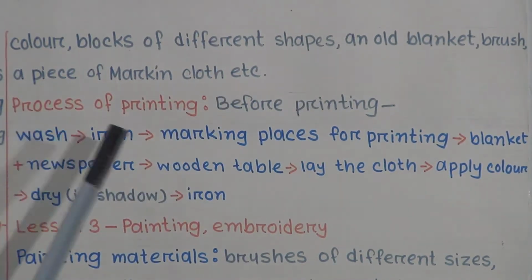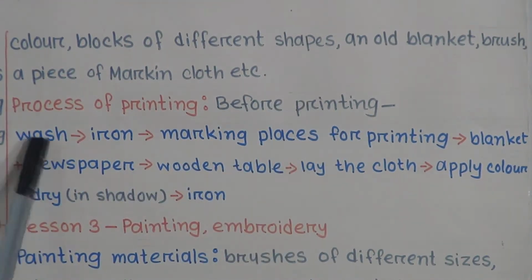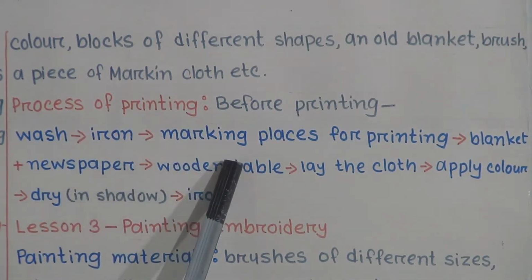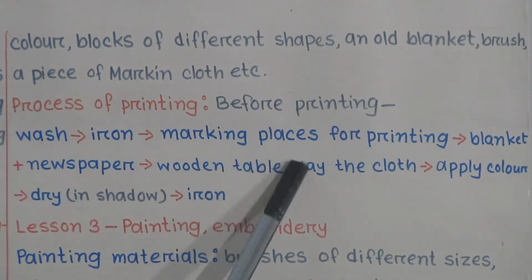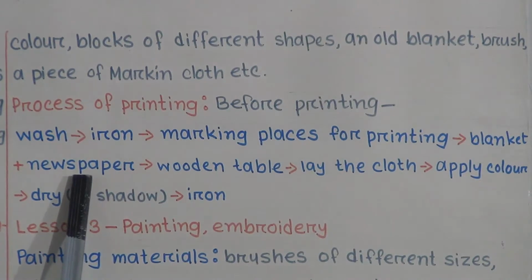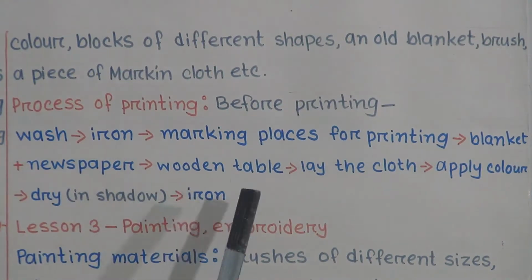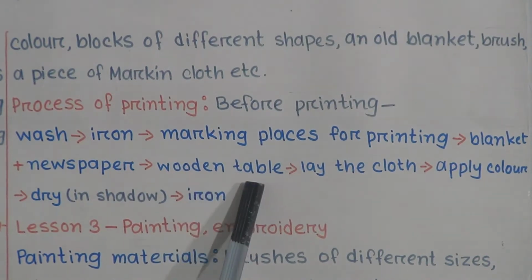Now we'll learn the process of printing. So before printing, we have to wash our cloth, and we have to iron the cloth after washing. Then we have to mark places for printing. So in the cloth we have to mark places for printing. Then we have to take a blanket with newspaper. I'm repeating, we have to take a blanket with newspaper, and we have to put the blanket and newspaper on a wooden table. Think that on a wooden table we keep a blanket and newspaper together.